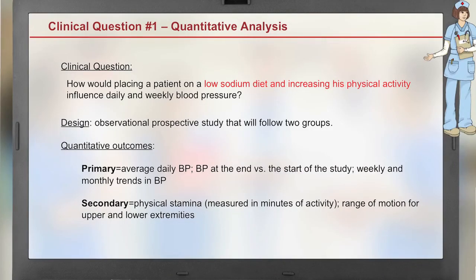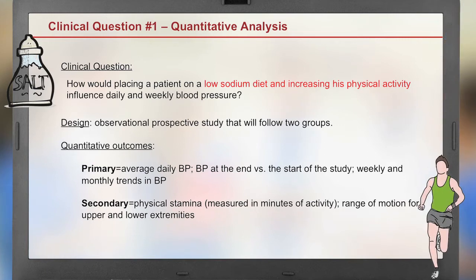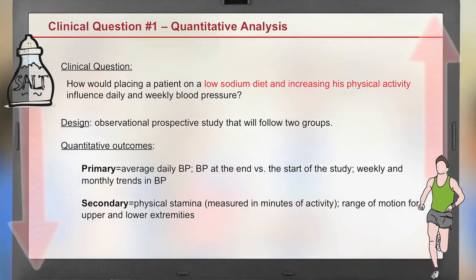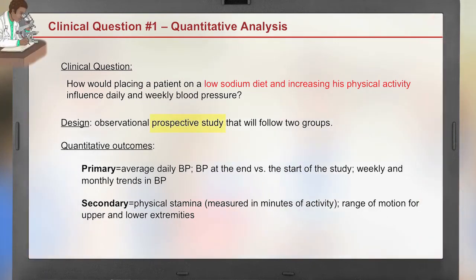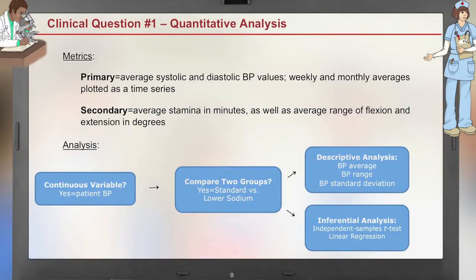Now we will revisit our prior clinical examples. In Module 2, our first clinical question focused on the influence of two variables, sodium intake and physical activity, and how a decrease in one and an increase in the other could lead to changes in patient blood pressure. We will use a prospective study design, and our outcomes will include average daily blood pressure and physical stamina.